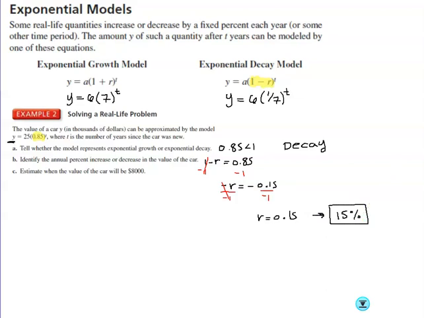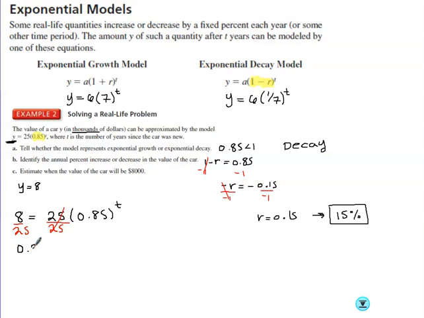In part C, we are asked to estimate when the value of the car will be $8,000. So we are going to input this $8,000 in for y, but we do need to be careful because y is the value of the car in thousands of dollars. So when we plug in our value for y, y is thousands of dollars, so we are going to plug in a value of 8, and that will represent $8,000. So 8 equals 25 times 0.85 to the power of t. And I'm going to solve for t by first dividing by 25.